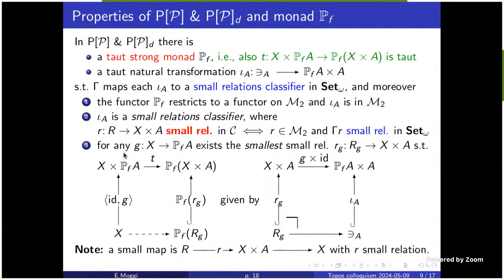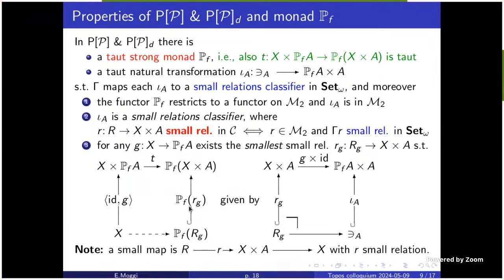Okay? So namely, for every map in C, where C is one of these two categories, from X to this power object, there is the smallest small relation such that this map here, composed with the tensorial strength, factors through P of this small relation in a unique way because this is mono.